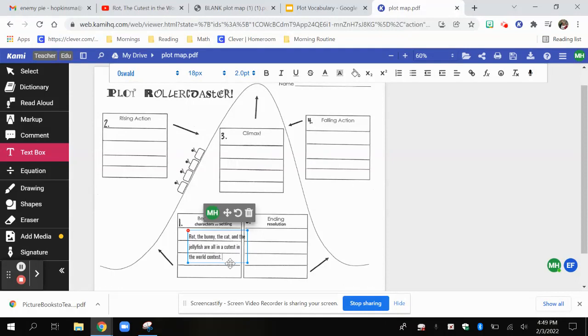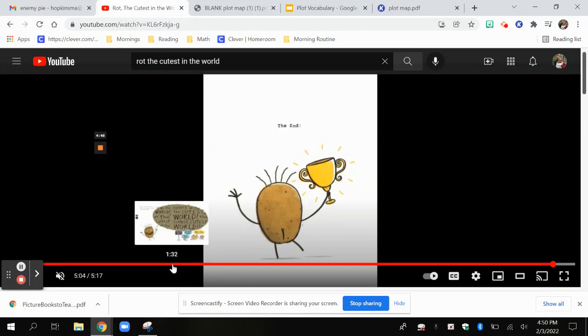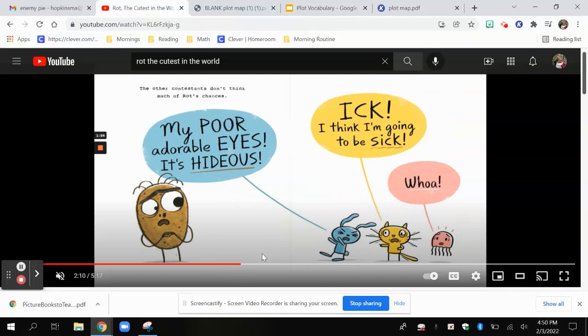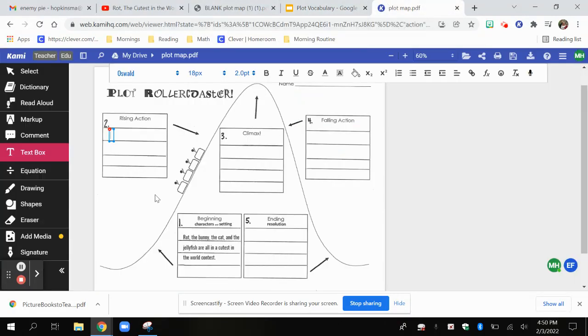And then we get to thinking about that problem. What's the problem that Rot, because he's my main character, faces in this story? I could go back to my book and look. I can go right straight to that point where there's a problem. He's singing his song, and then he notices the other contestants. And he's noticing the other contestants don't think much of him. And he's like, ooh, could I eat them? But I'm not going to. So his problem is those contestants, he might not be the cutest. So I'm going to say that he doesn't think he's the cutest anymore.